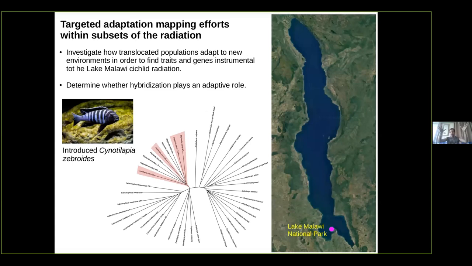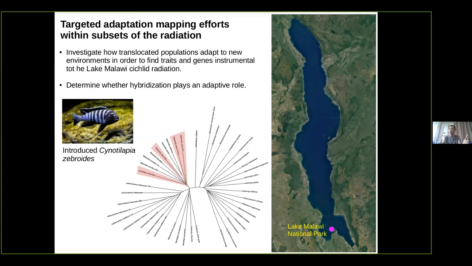That was a holistic approach to the radiation. Now I want to look at the work that we actually started doing initially, more on particular areas of the divergence. So in the first part, I'm going to talk about some work in the national park in the southern part of the lake, where there was a species introduction, a species translocation. What I was interested in was to investigate how translocated populations adapt to new environments.